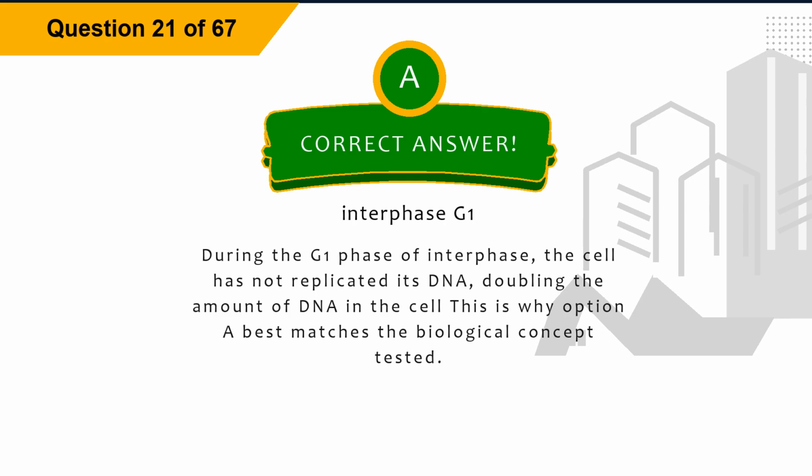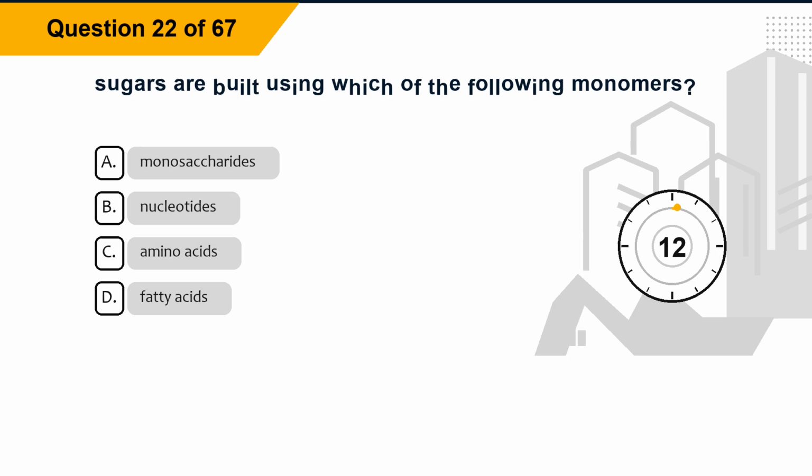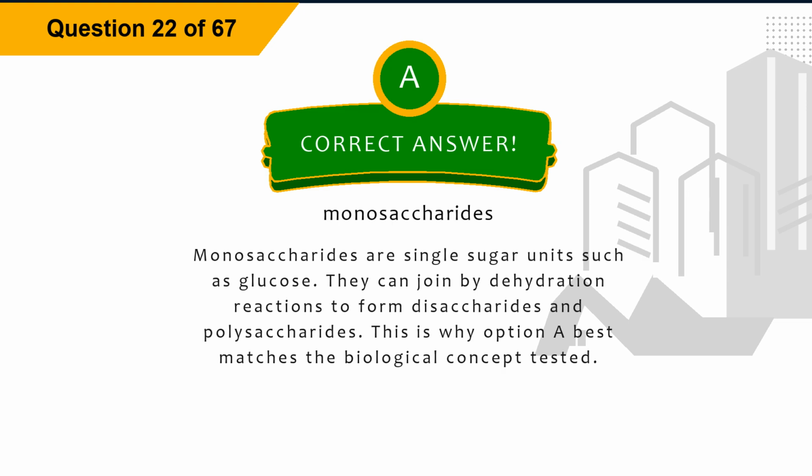Explanation. During the G1 phase of interphase, the cell has not replicated its DNA, doubling the amount of DNA in the cell. This is why option A best matches the biological concept tested. Question 22. Sugars are built using which of the following monomers? Option A, monosaccharides. Option B, nucleotides. Option C, amino acids. Option D, fatty acids. The correct answer is option A, monosaccharides.